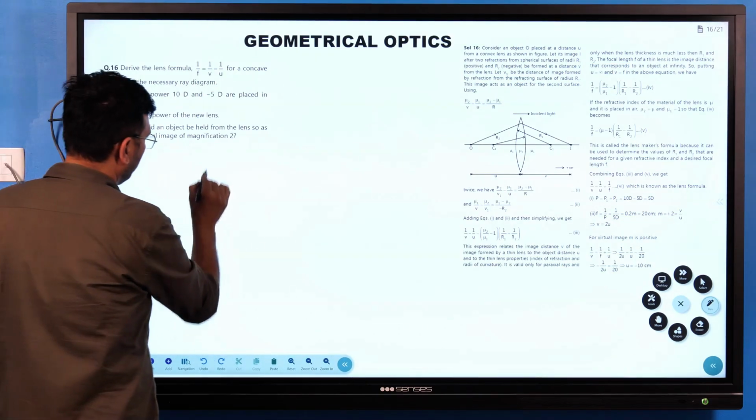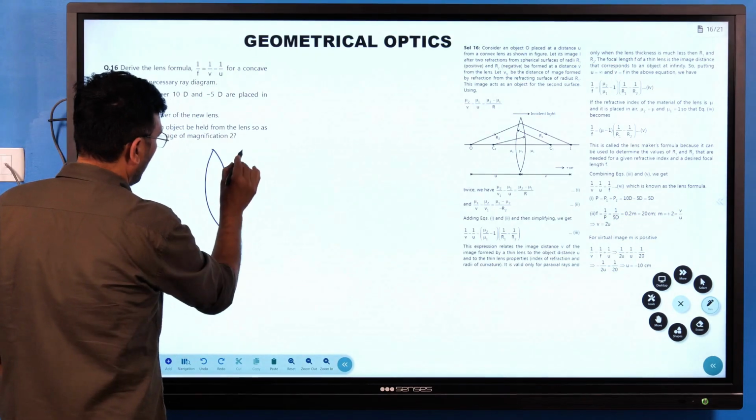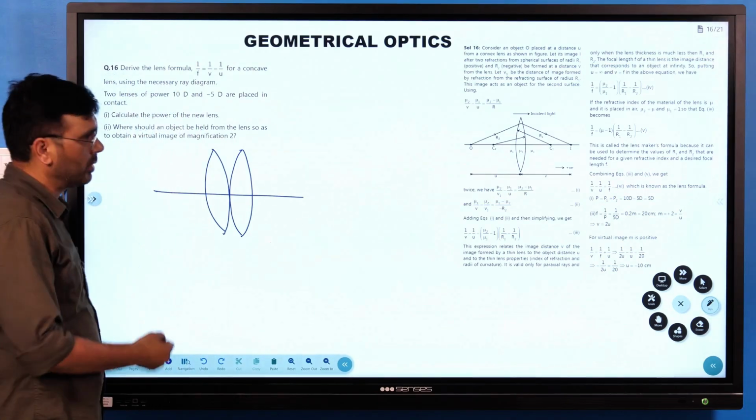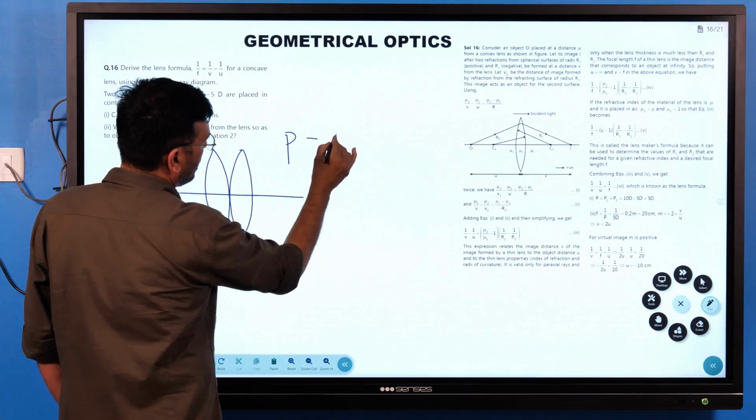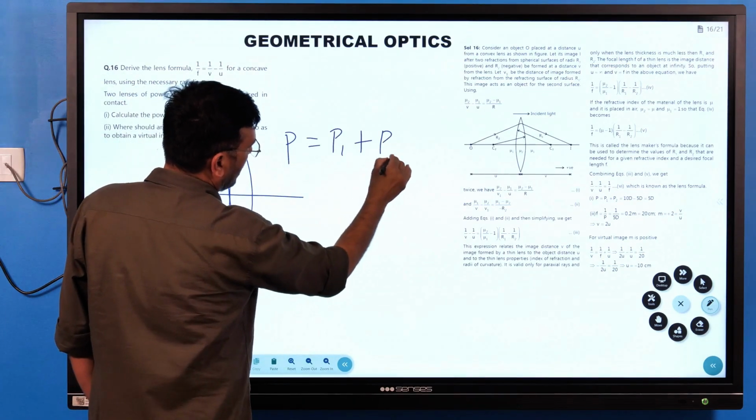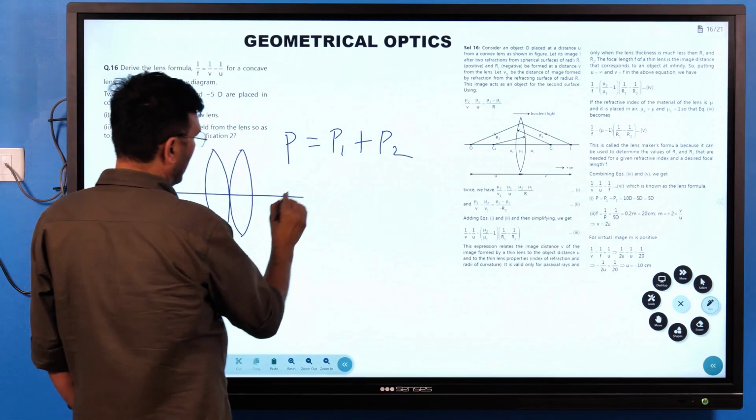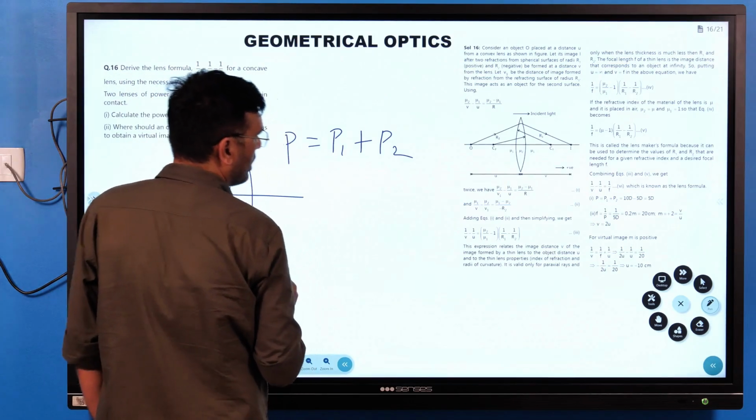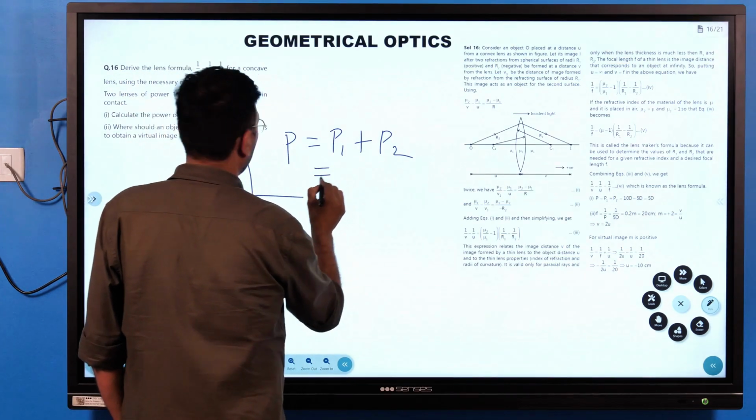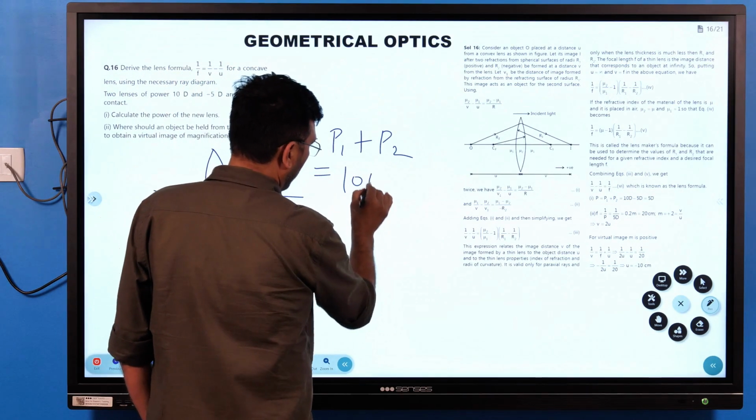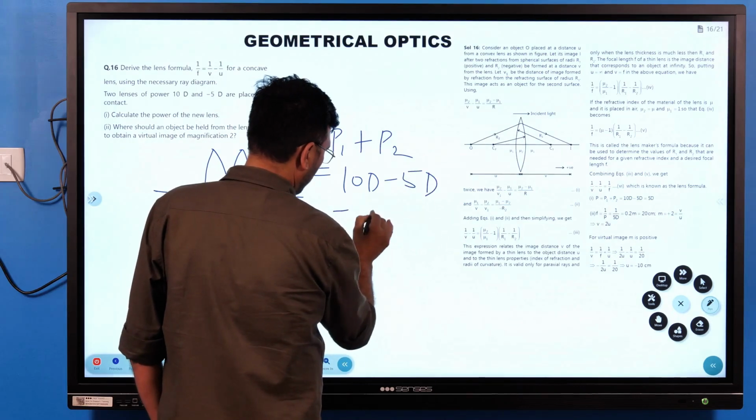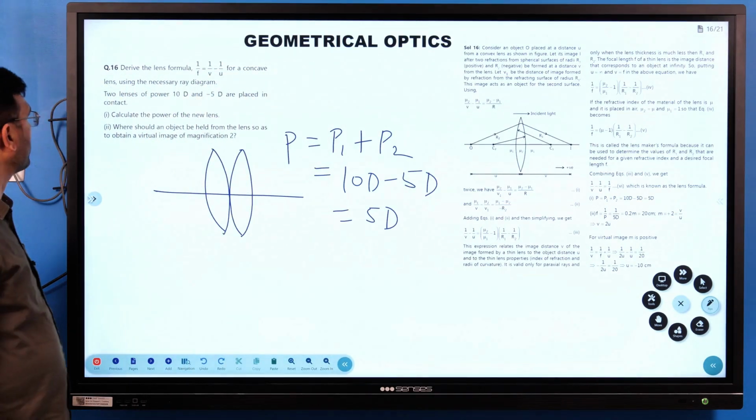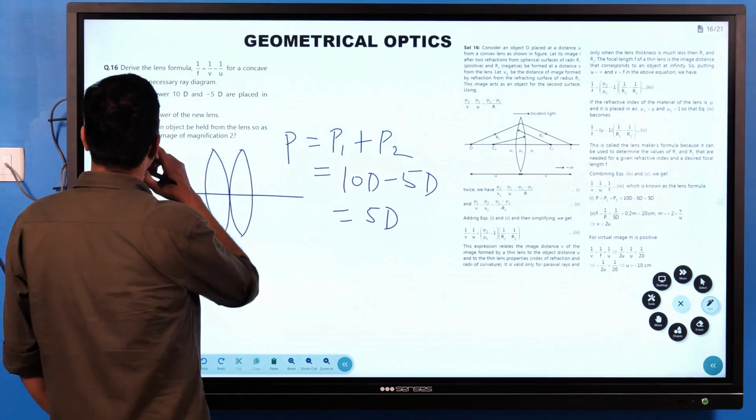Two lenses are kept in contact. So here the formula will become P = P1 + P2. That means the power will become 10D and minus 5D, so just 5 diopter. This is the solution of the first part of question number 16.